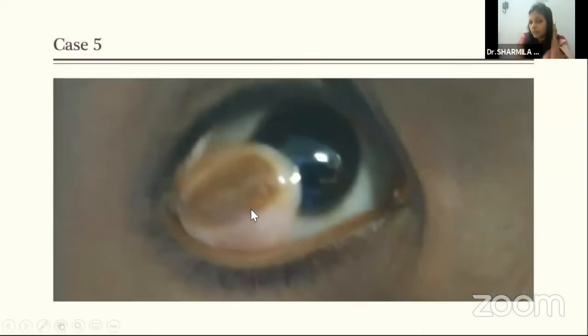Case 5, we have a limbal dermoid. You can see the whitish mass with sebaceous components. It's there in the inferotemporal quadrant, which is supposed to be the most common location for a dermoid. You can also see the sebaceous components. This is a grade 1 to grade 2 limbal dermoid because it's more than 5 millimeters, but it's not more than 1/3 of the cornea.